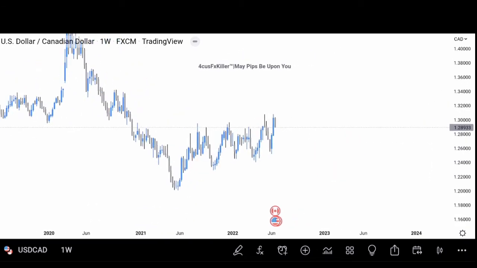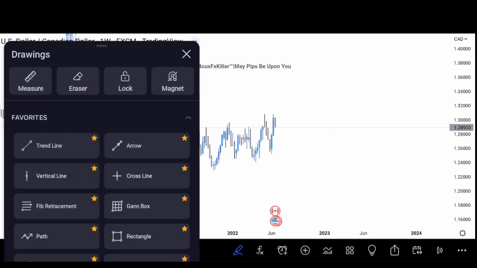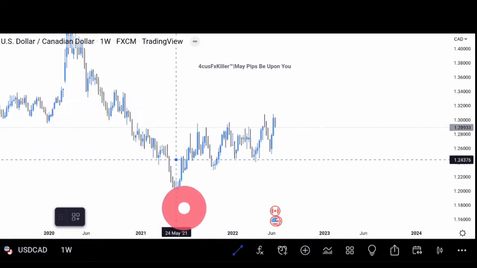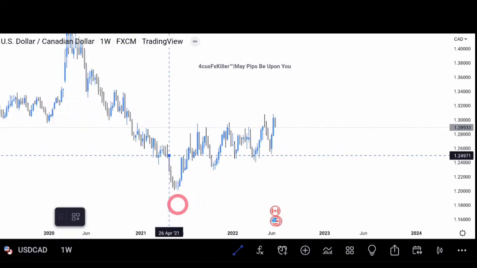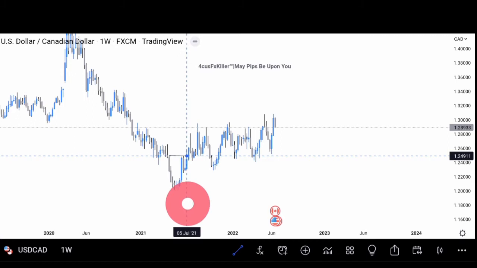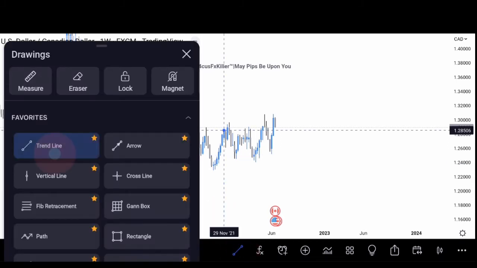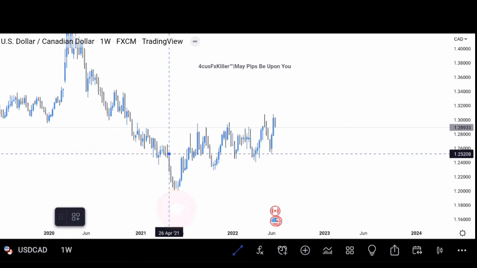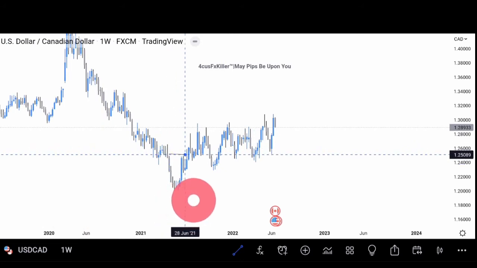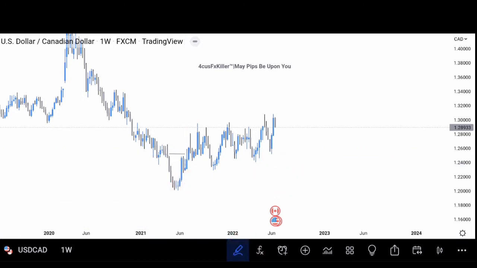Now, this is how I do my analysis. The first thing, I look for directional bias on a higher time frame, then I scale down to lower time frames. Now, the market changed character at this level, symbolizing a change of trend direction. That's the whole purpose of a change of character.